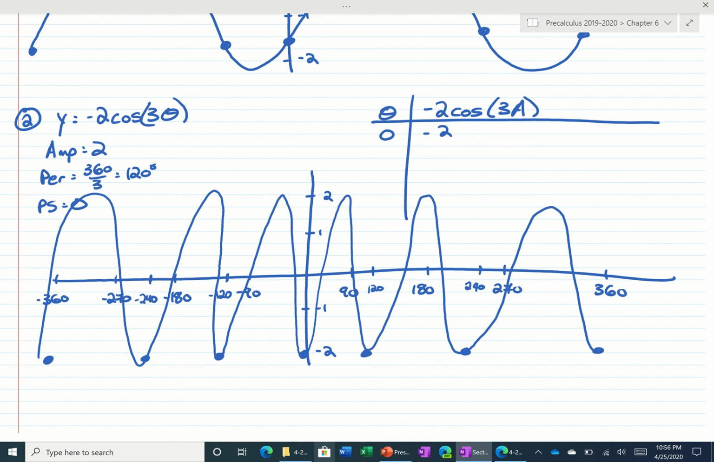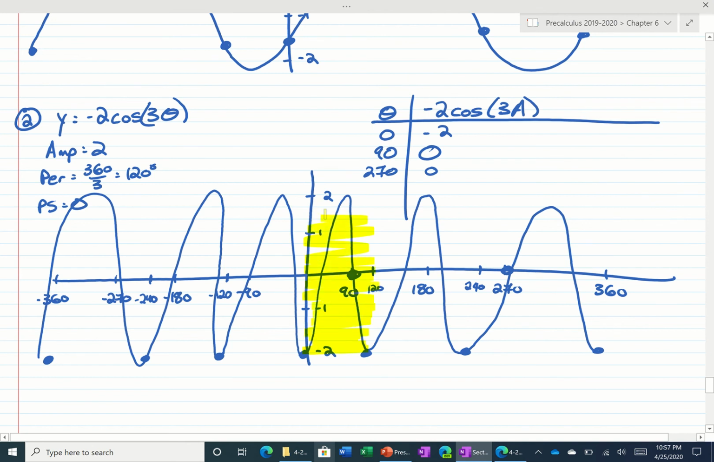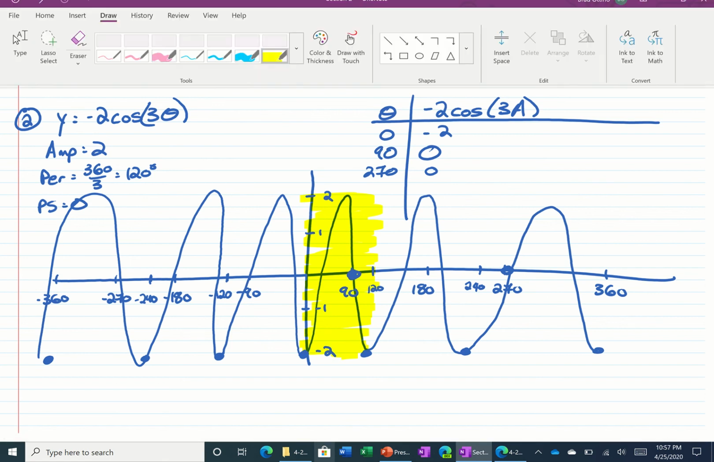I mean, if we wanted to be more exact, we could try 90 degrees. Let's see what that would do. 90 degrees, I'm getting 0, and that's kind of what I thought it would be. What about 270? 270 is 0. So you could see it's almost like an art trying to figure this out, but it looks like every 120 degrees we're getting the same graph, and that's the whole point of a period, right? Every 120 degrees we are getting the same thing. Okay, we have a few more.